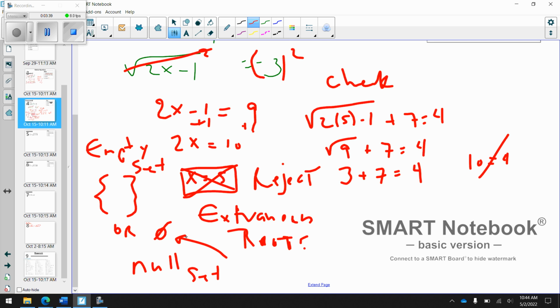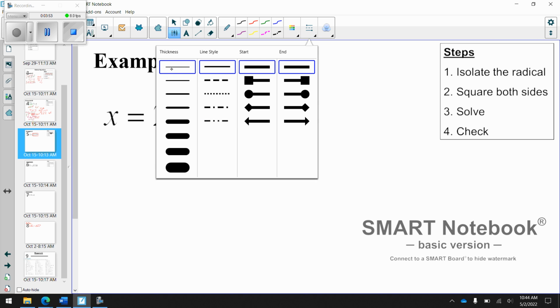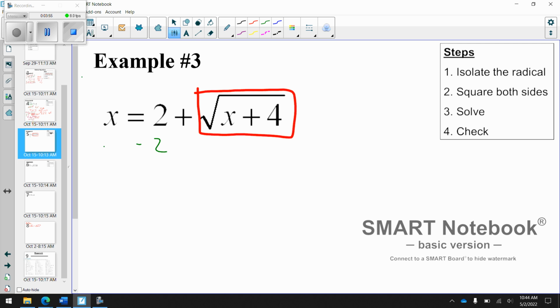All right, so just follow the steps. You must check it. All right, ready? 1, isolate. We need to get that by itself. How do we do that? I'm going to subtract 2 from both sides. So the left side gets me x minus 2. The right side gets me x plus the square root of x plus 4.